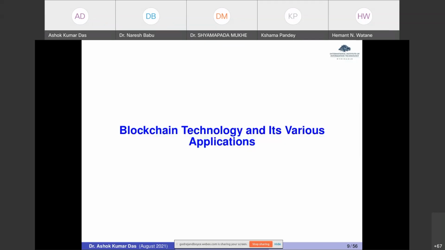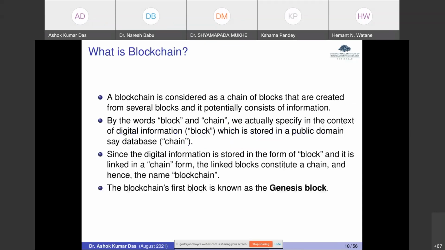So first of all, let us talk about the blockchain technologies and its various applications. Now, the first question is: what is blockchain? I'll go very briefly in order to set the background, and also show how all the cryptographic primitives that we discussed yesterday can be embedded in the blockchain technologies.